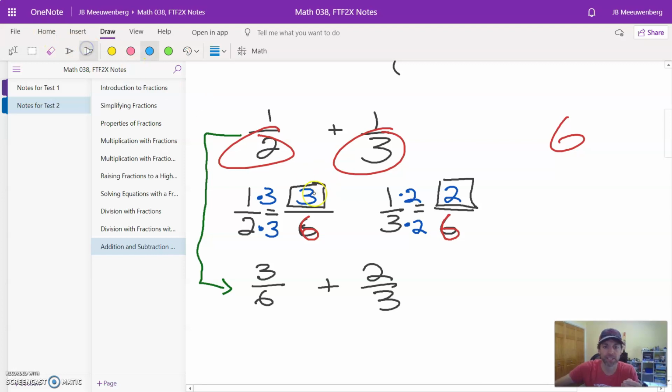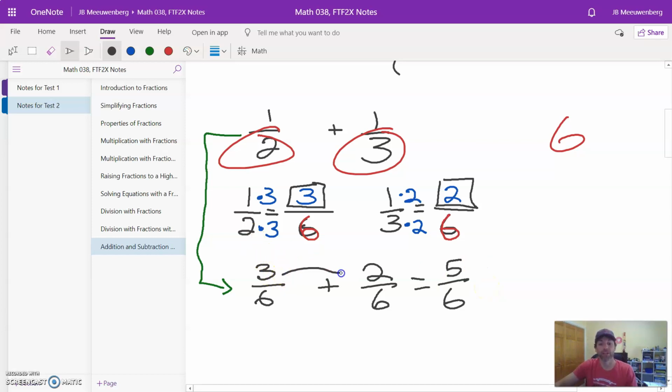We have 3/6 here. 3/6 plus 2/6. Okay? And the answer would be, well, I wrote it wrong. 3/6 plus 2/6 is 5/6. You're counting how many sixths there are.